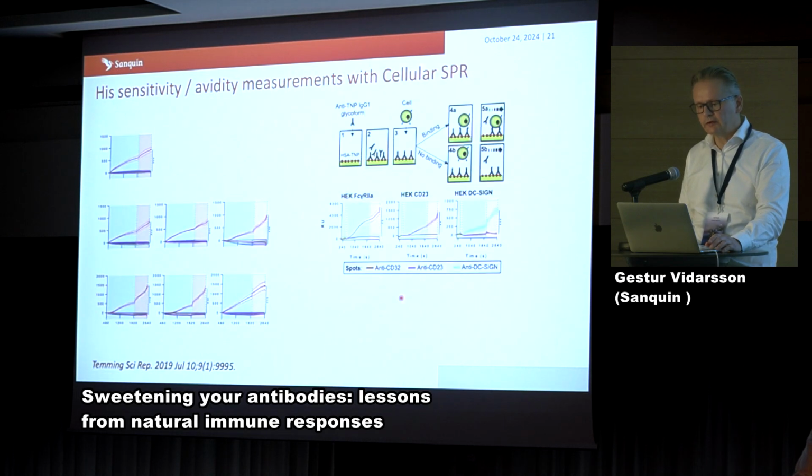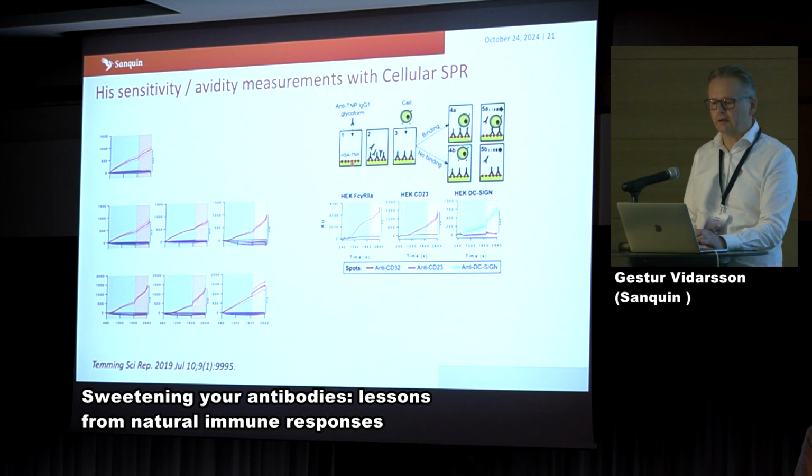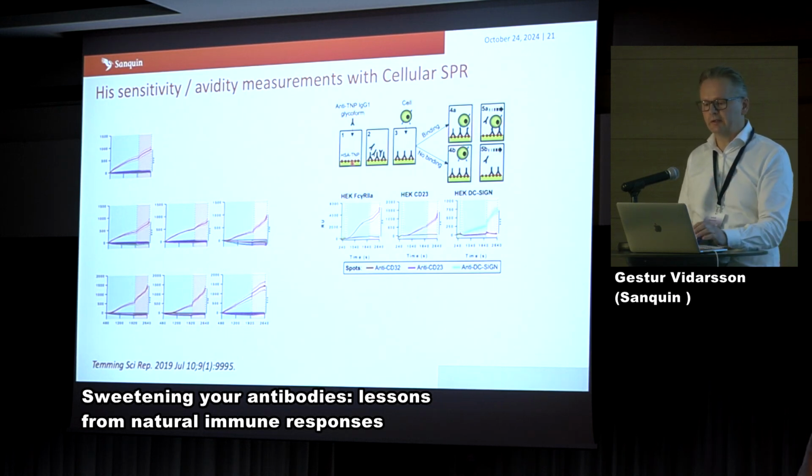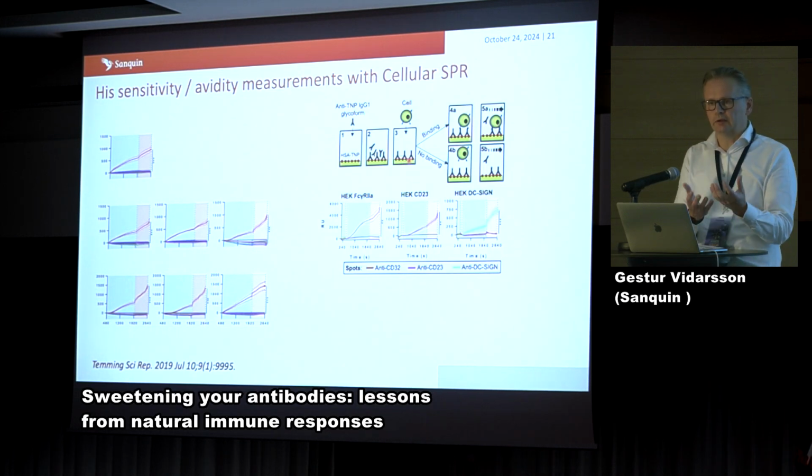So what we did, this is work by Robin Temming, was to use cellular SPR, looking at avidity interactions. We coat or conjugate our antigen, in this case human serum albumin conjugated with hapten, TNP, and then we have TNP-related antibodies that we deposit on these chips, and then we flow the cells over it so we can monitor multivalent interaction of those cells.